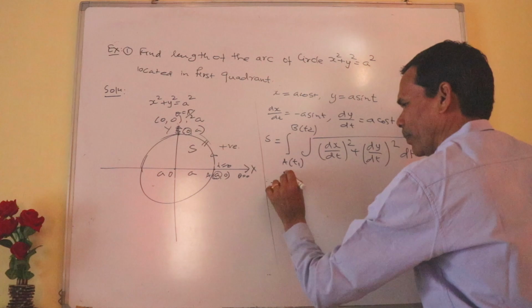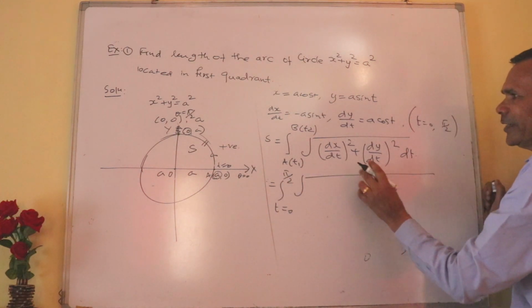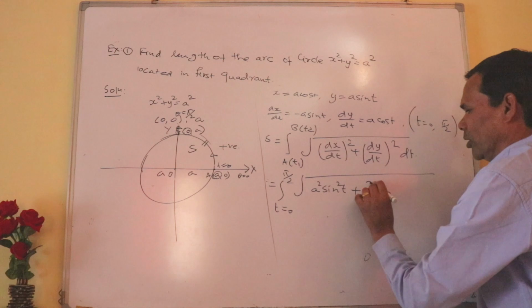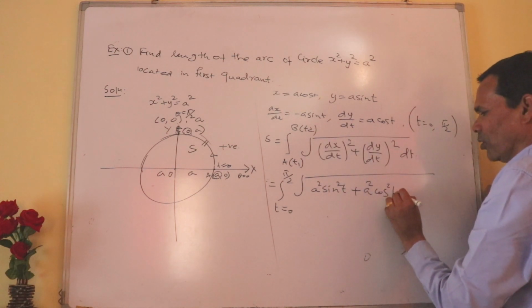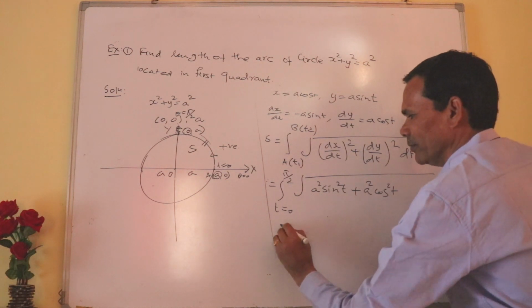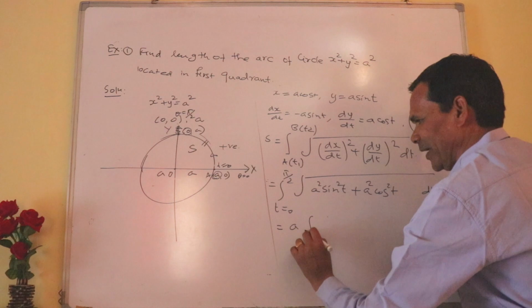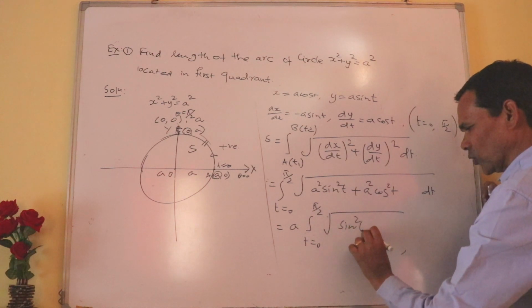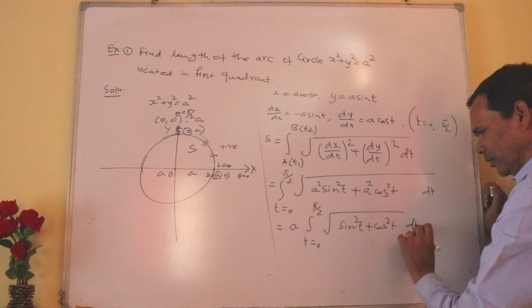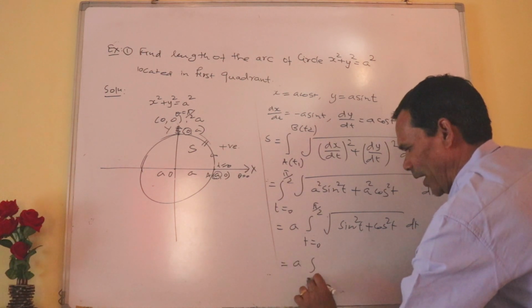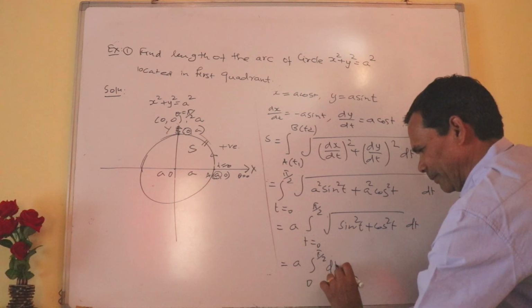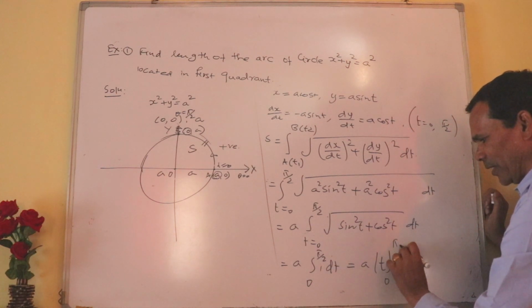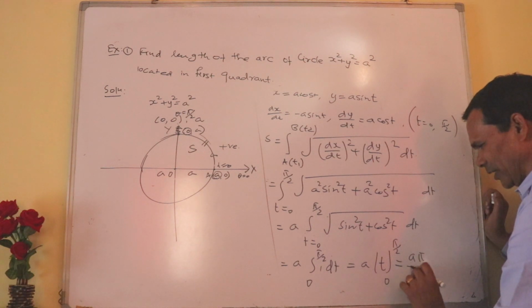t varies from 0 to pi by 2 root of dx by dt bracket square, a square sin square t plus a square cos square t into dt. So I take a square common, means outside the radical sign it is a, t varies from 0 to pi by 2, and here sin square t plus cos square t, that is 1 actually. So you are getting this as integral from 0 to pi by 2 of dt. So this is equal to a, integration for this it is t, limits applied 0 to pi by 2. So you are getting this as a pi by 2.